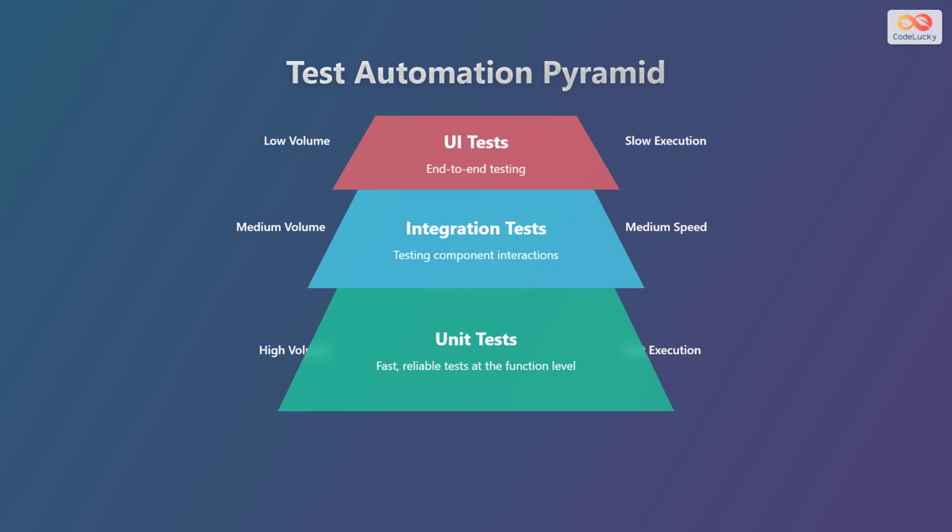Test automation pyramid. The test automation pyramid is a strategy for implementing automated testing. The base of the pyramid consists of unit tests. These are fast, reliable tests at the function level with high volume and fast execution. The middle layer consists of integration tests, testing component interactions, with medium volume and medium speed. Finally, the top of the pyramid consists of user interface tests, also known as end-to-end testing, with low volume and slow execution.